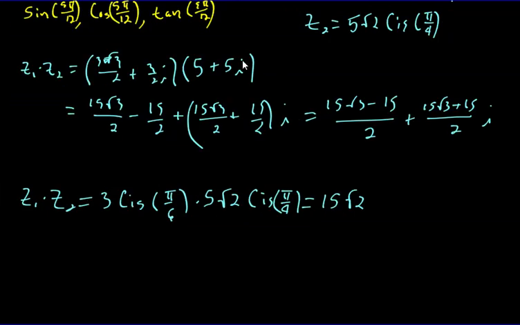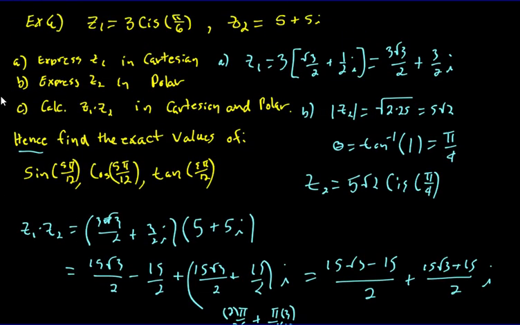For polar, I'm going to have pi over 6 plus pi over 4, and I'll find a common denominator of 12. So this is going to be 2 over 2, and this is going to be 3 over 3, and then I'll have 15 root 2 CIS of 5 pi over 12, right? That's our multiplication. Now, the last thing it asks, since we multiplied both in Cartesian and polar, is to hence find what the sine, cosine, and tangent of 5 pi over 12 is.